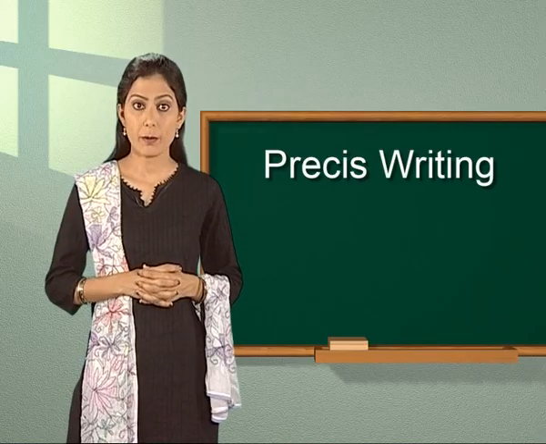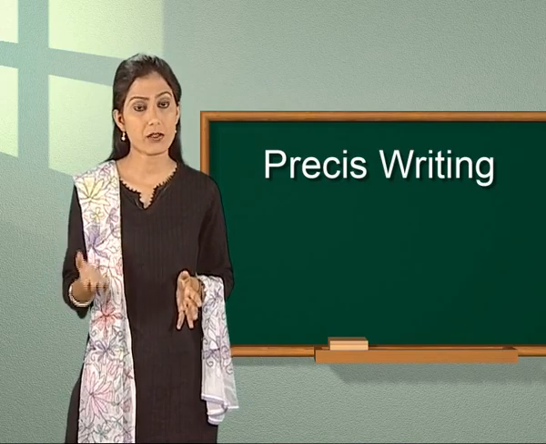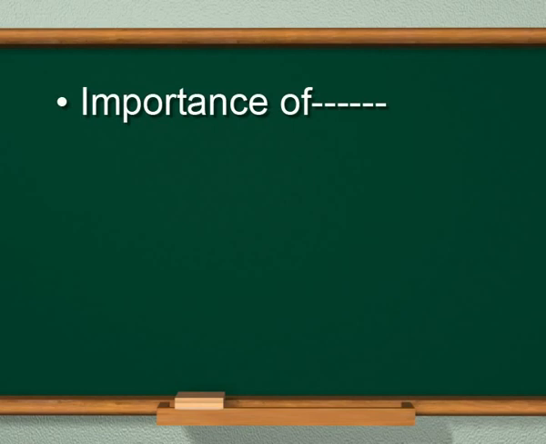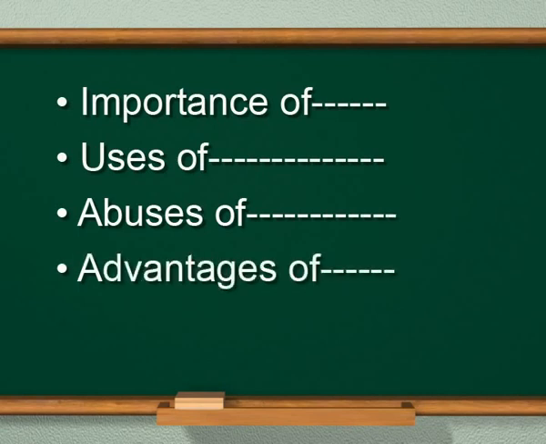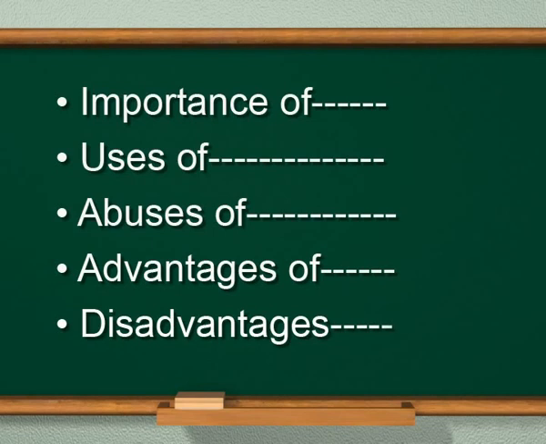You can select the topic for a paragraph by using the following hints: importance of, uses of, abuses of, advantages of, disadvantages of.